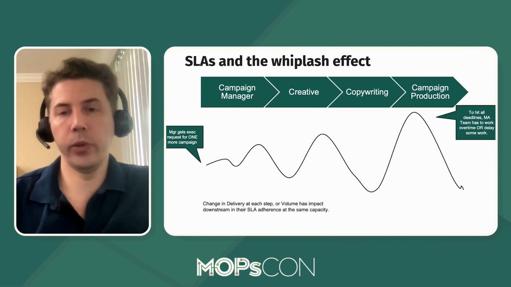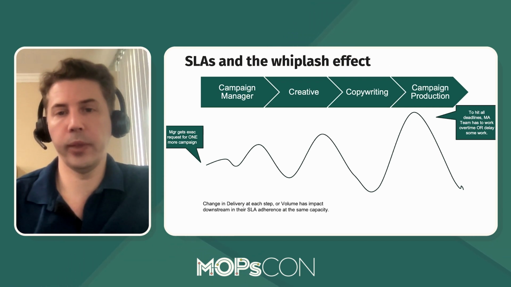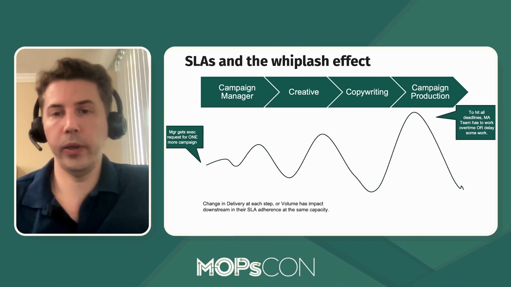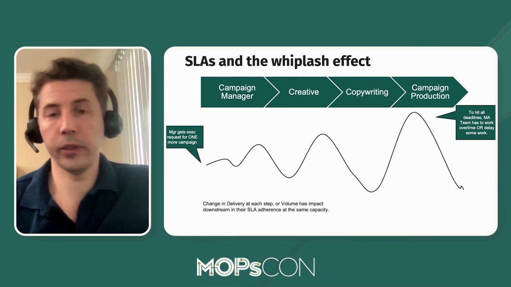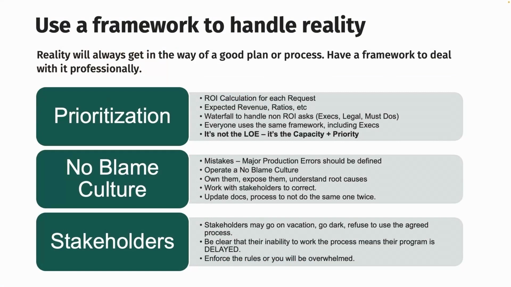So if you're going to hit your deadline, your production team has to either work overtime or you have to push off some sort of work. And how you do that is always going to be a challenge. It has to be an agreed on process. So the best way is to have some sort of framework to handle reality: a prioritization framework, the culture, and some standard rules. Ideally, you have an ROI calculation for each request. That's a standard that everyone has to agree on. And you can have a waterfall for non-ROI requests.